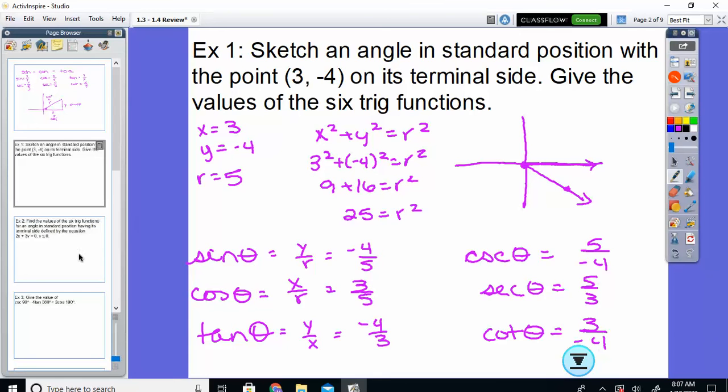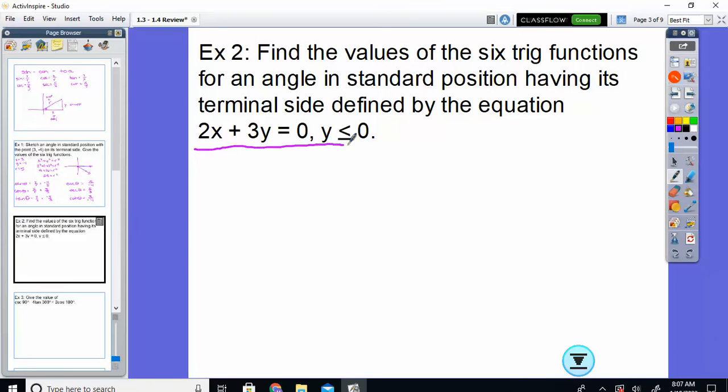Then we did the same type of problem, but instead of giving you an ordered pair, I would give you a requirement. So we still have to find x, y, and r so we can do our definition. I'm telling you that y has to be less than or equal to 0. So let's start with a y value. So we just have to pick something. What kind of number does y need to be? Negative. So what do you want to use? -1. All right. So then we could find x.